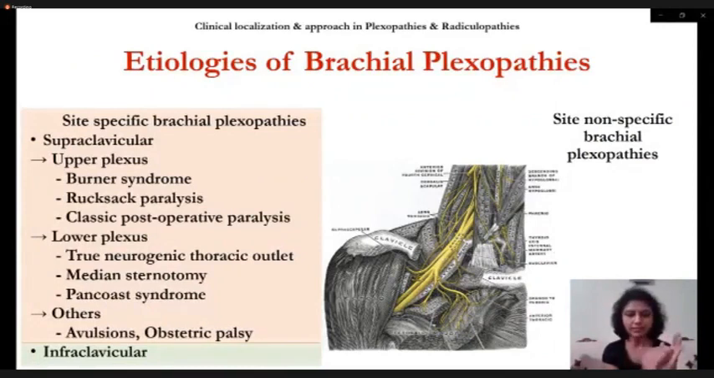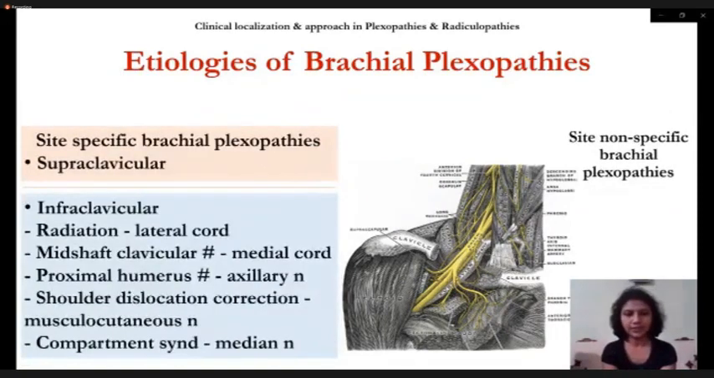Some disorders are site-specific and they affect specific portions of the brachial plexus. For instance, in supraclavicular plexopathies, the classical examples of upper plexus syndromes are the Burner syndrome, rucksack paralysis, and the classical postoperative paralysis. And the classical examples of the lower plexus syndromes are the true neurogenic thoracic outlet syndrome, post-median sternotomy syndrome, and the Pancoast syndrome.